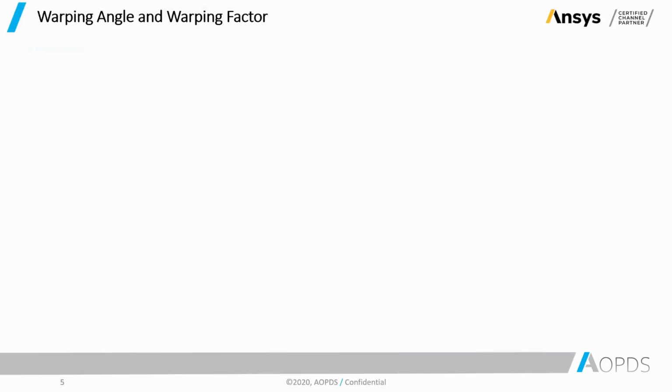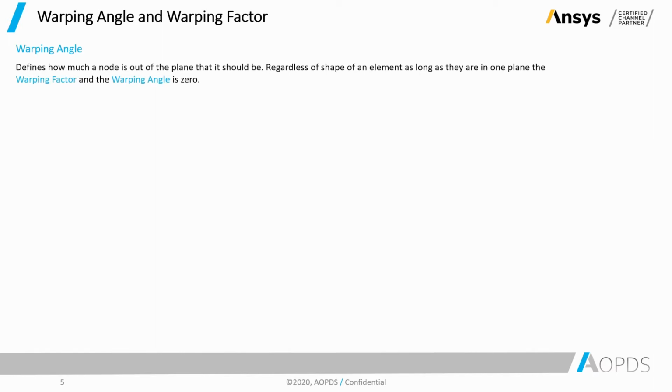First, let's talk about the definition of warping angle. It defines how much a node is out of the plane that it should be, regardless of the shape of an element. As long as they are in one plane, the warping factor and the warping angle will be 0.